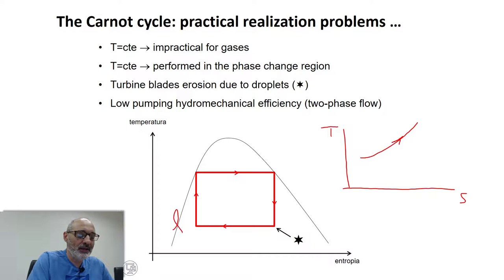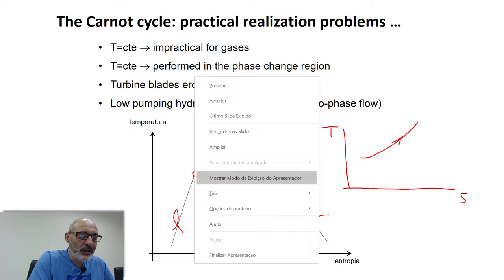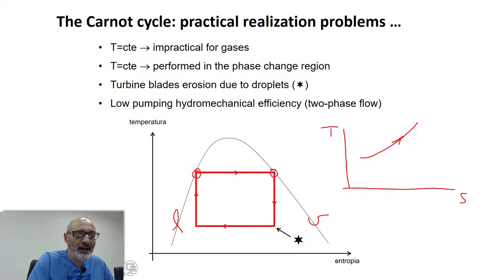Here is the liquid portion, here is the vapor portion, and so with water you're able to absorb heat at constant temperature. No problem. The same thing when you reject heat to the environment, and the temperature is kept constant. The problem here is related to erosion of the turbine blades. So why is this so?